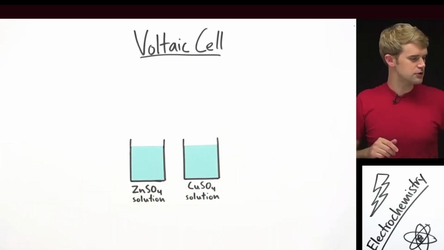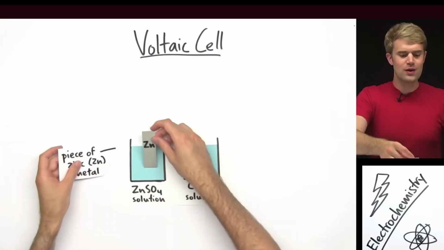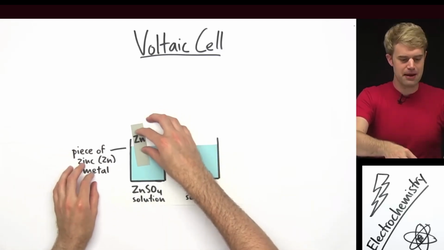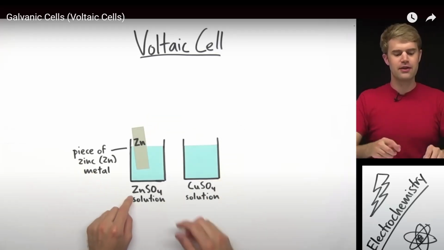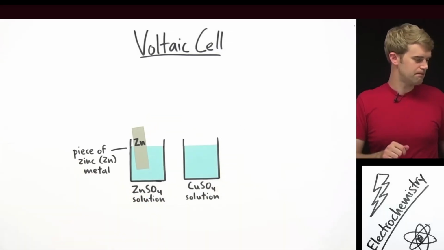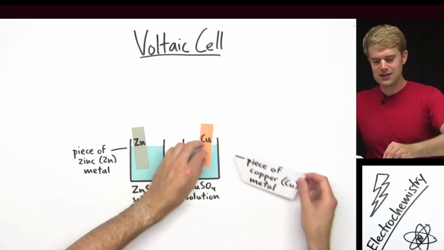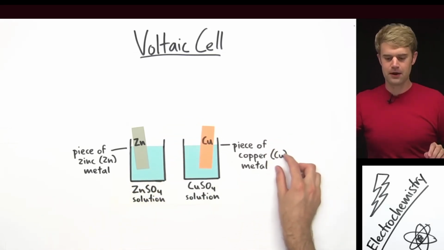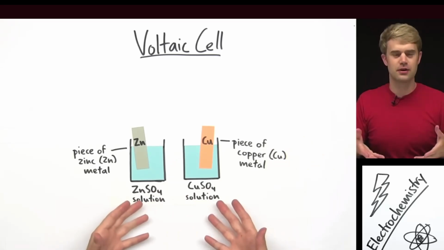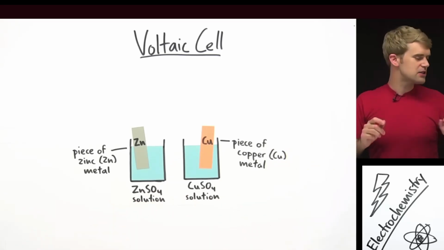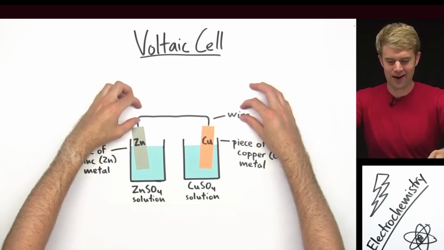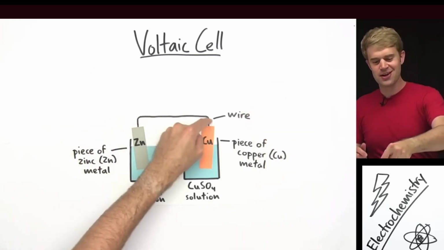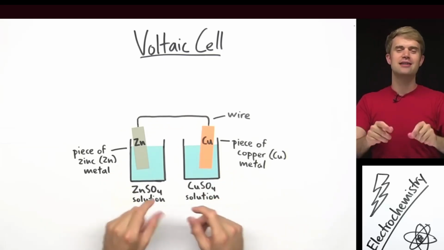So we got these two solutions. Then we take a piece of zinc metal, like this one right here, What's that called? The electrode, yes. and put that in the zinc sulfate solution. And then over here, we take a piece of copper metal and we put that in the copper sulfate solution. The next thing we do is we take a wire, a metal wire, and we use that to connect the two pieces of metal together. Page 70.